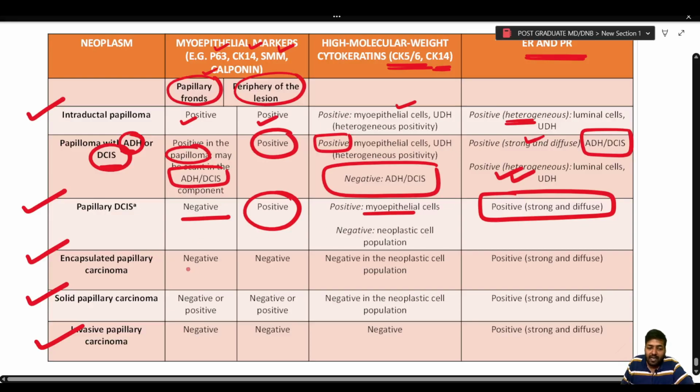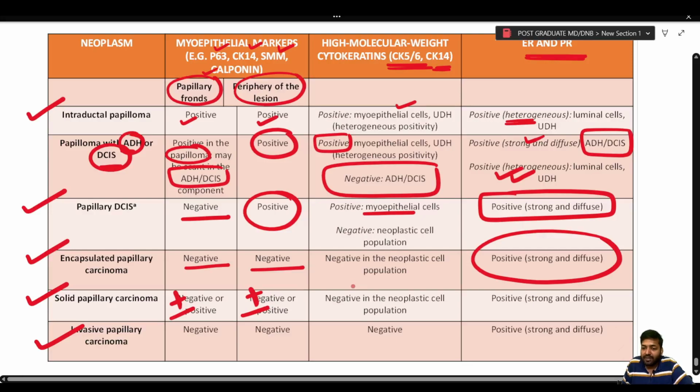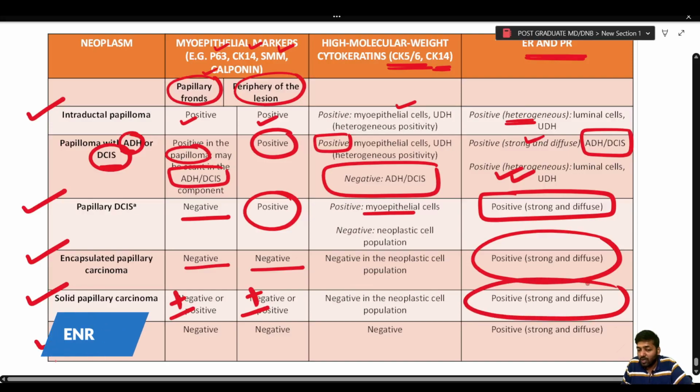Encapsulated variety, the myoepithelial cells will be absent both in the lesion and outside, okay. They are also negative for high molecular weight cytokeratins, and the neoplastic area will show strong diffuse positivity for ER. Solid variety, as I told you, the lesion may or may not be positive for myoepithelial markers, both at the lesion and at the periphery. Again, over here, the high molecular weight cytokeratin is negative in the lesion, whereas the neoplastic area will show strong and diffuse positivity for ER PR.